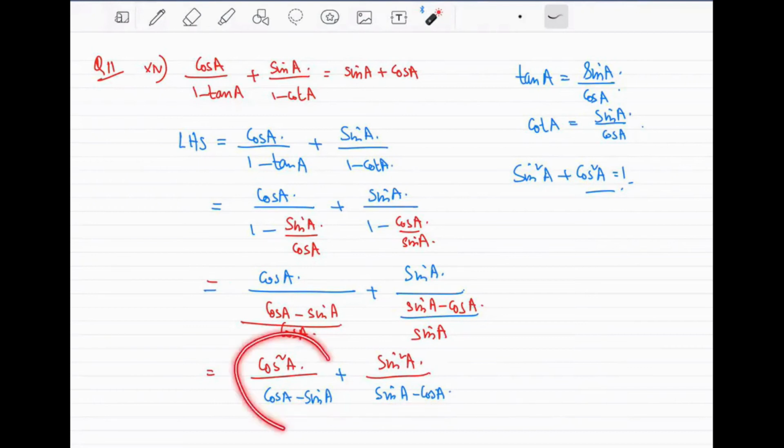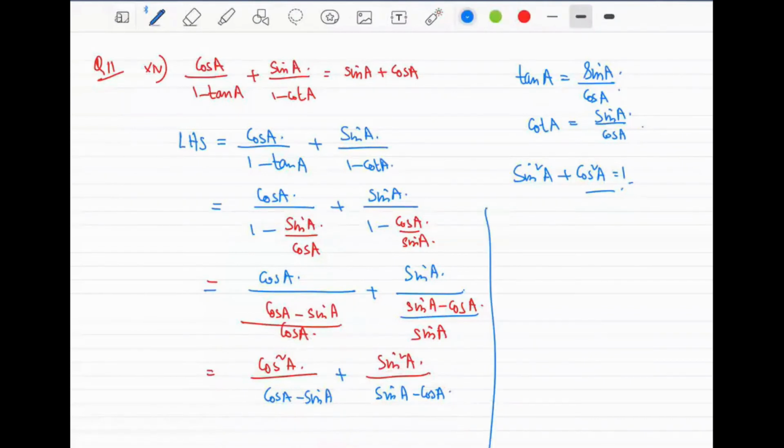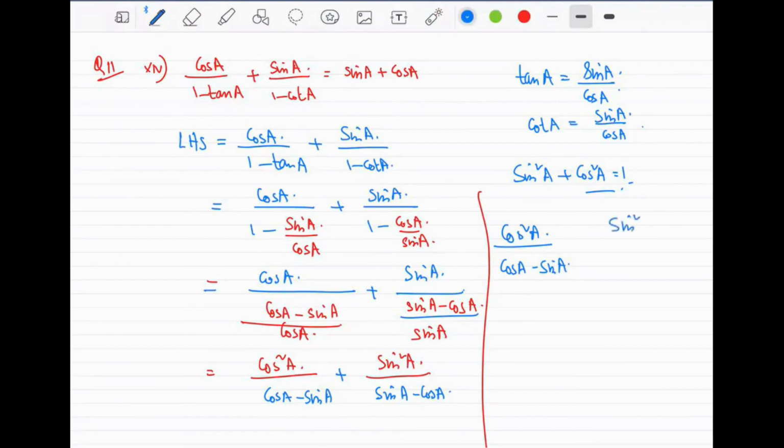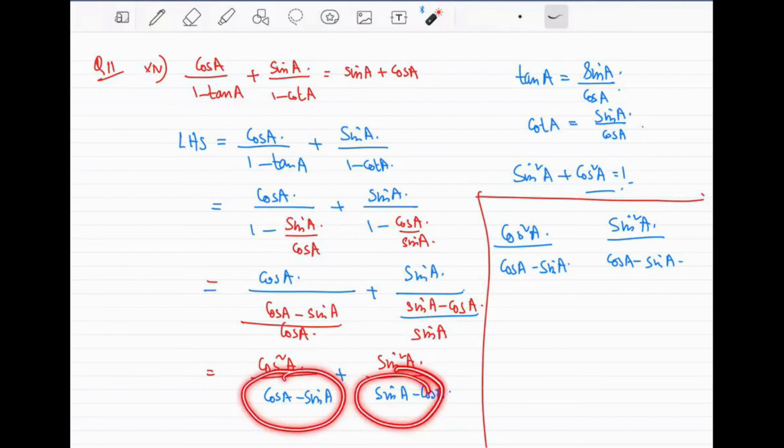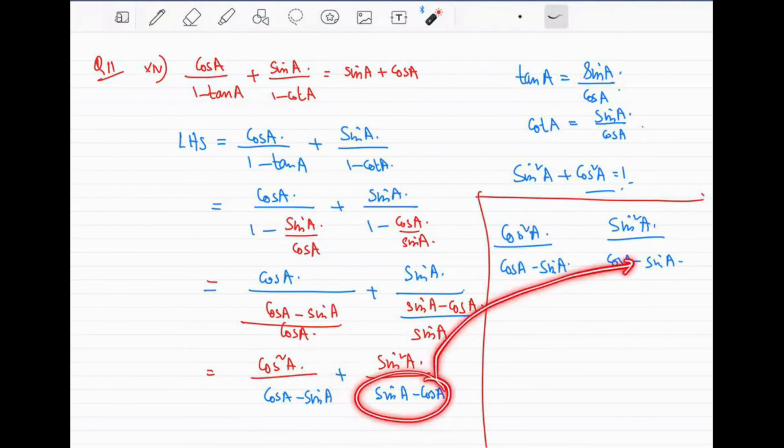I want to make these two denominators equal. We will keep this unchanged, but this one we will interchange. So in the next step, I'm doing it on the right hand side. The cos square A by cos A minus sine A remains unchanged. And what about the other term? The other term will be sine square A divided by cos A minus sine A. Remember what we are doing here? The denominator was unequal. We make this into cos A minus sine A.